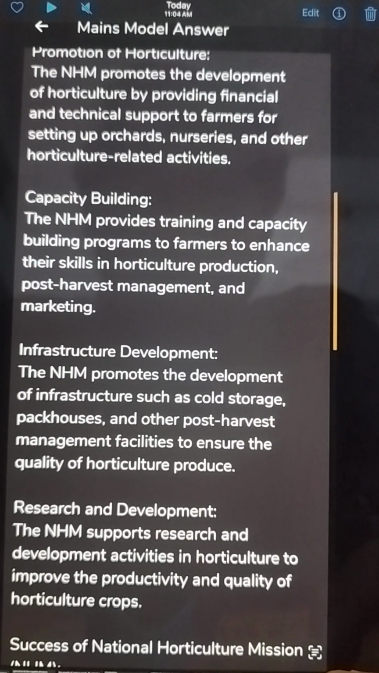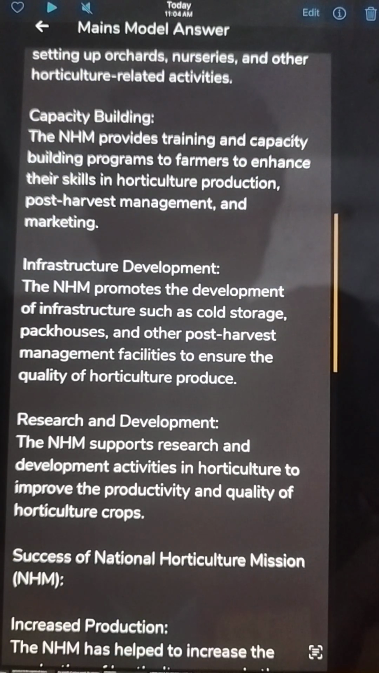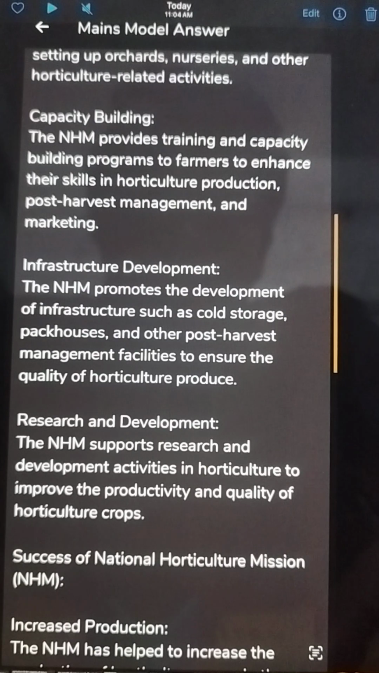Then comes research and development. The NHM supports research and development activities in horticulture to improve the productivity and quality of horticulture crops.